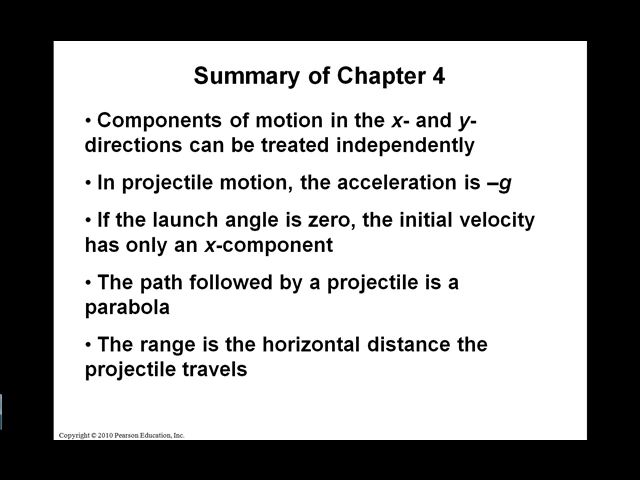So make sure that you can find the components of your initial velocity, and realize that they are happening at the same time, but they do not affect each other directly. And that the acceleration is always in the negative 9.8 meters per second squared direction, it's always acting down. And that if the launch angle is 0, then the initial velocity has only an x component. There is no Vy component. And that the path followed by projectiles is parabolic, and thus it is symmetric. And that the range is defined as the horizontal distance that the projectile travels.